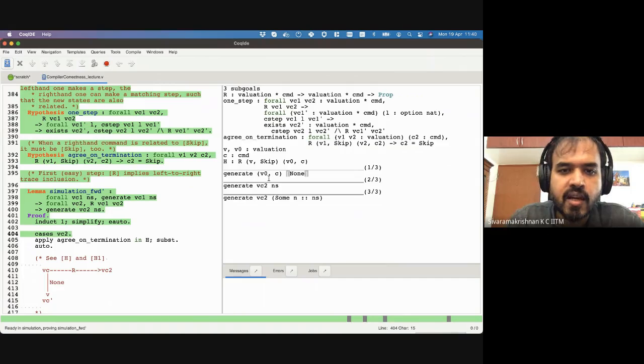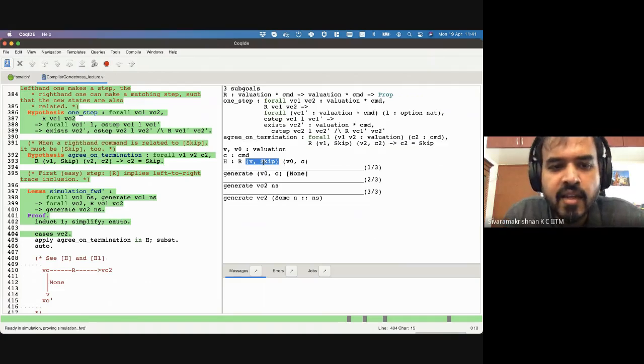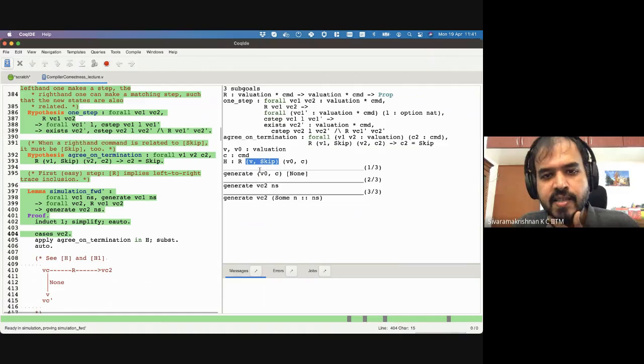The proof obligation here says that V0C generates the trace none, right? And what do I know? I know that the left-hand side is V comma skip, right? But the property that agree on termination says that if the left-hand side is skip, then the right-hand side is also skip. That is what agree on termination gives us.